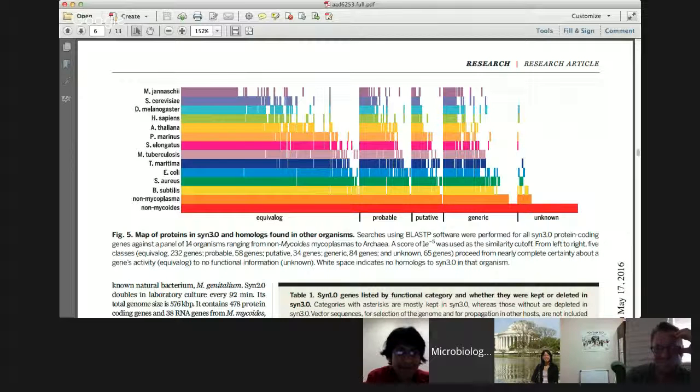And this is the category which causes me to have palpitations, because what do they do? Why are they there? What's happening? Nobody knows. And we don't have a lot of information from other organisms. So that's a big open question from this, I think.